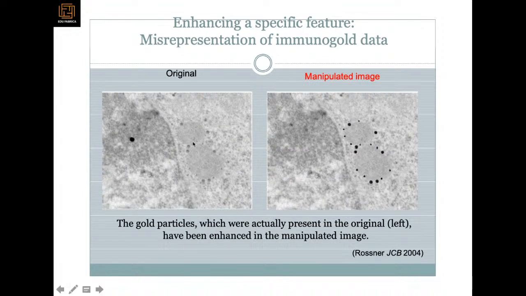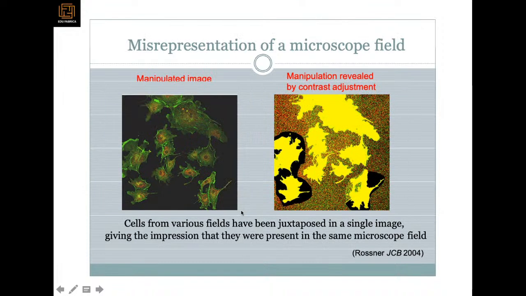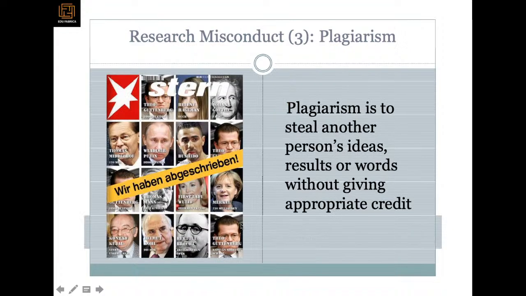This is the original image with gold particles that are actually present, and in the manipulated image they have been enhanced. In the manipulated image they made them much darker, but originally they were very light. In these manipulated images, cells from various fields have been juxtaposed on a single image. These are different cells from different slides, and they merged them together to show results very nicely, which is not good. And plagiarism, as you were talking about, is to steal another person's ideas, results or words without giving appropriate credit.